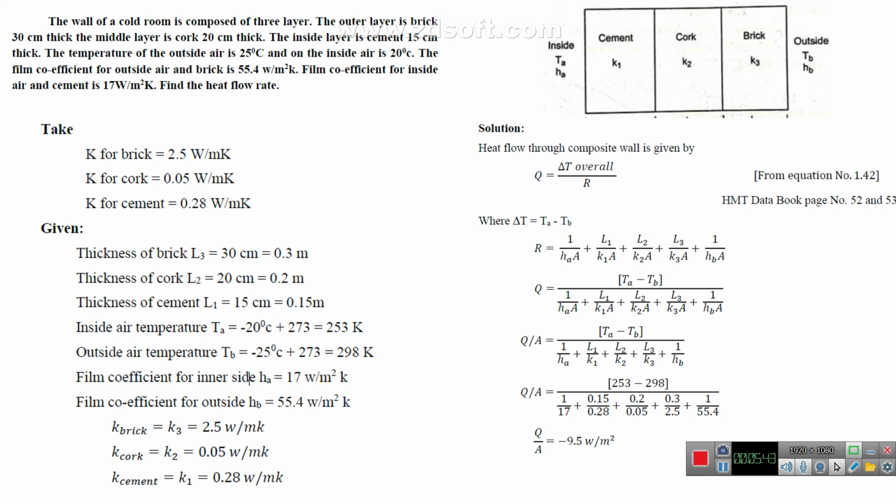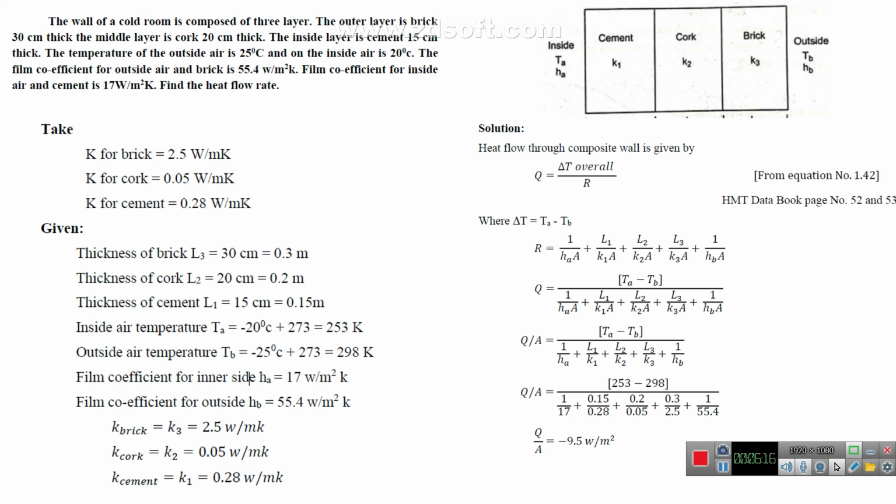K1 into A. That is the first layer. Then plus the second layer, L2 divided by K2 into A. Then the third layer, brick, L3 divided by K3 into A, plus the outside convective heat transfer coefficient given, so 1 divided by HB into A. So this is the R formula. We substitute it in the Q formula. So the del T and R values are given.